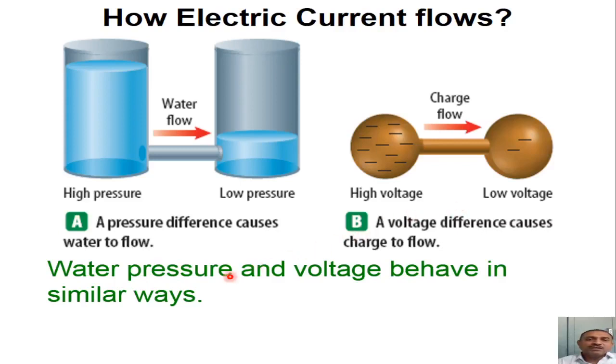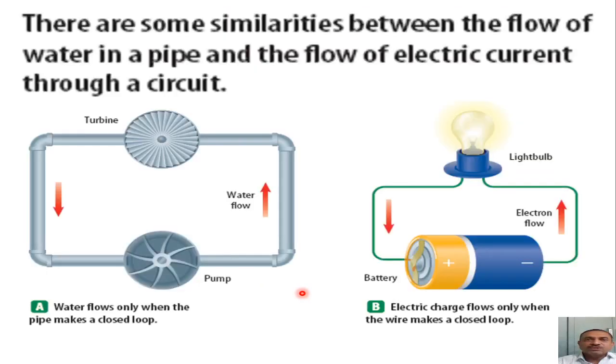So we can conclude that the water pressure and voltage are behaving in similar ways. Once we get an idea about how the water flows, we can easily understand how there will be the flow of charges from the high voltage to the low voltage points.